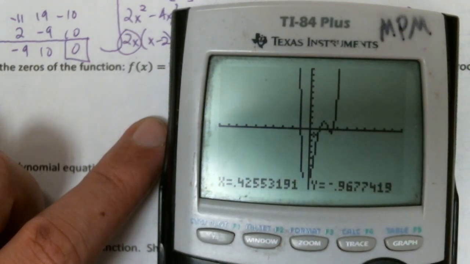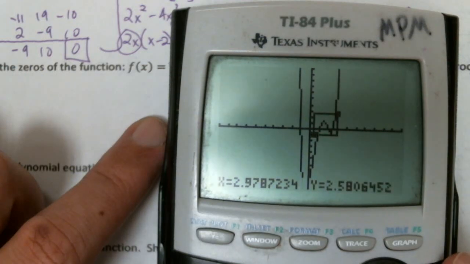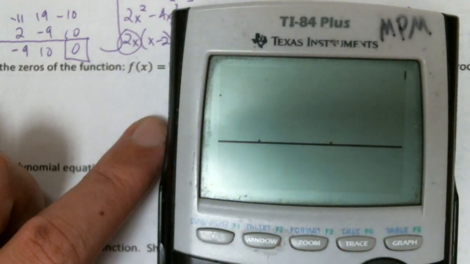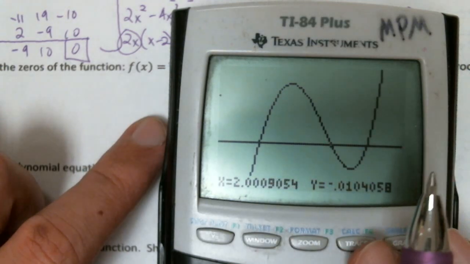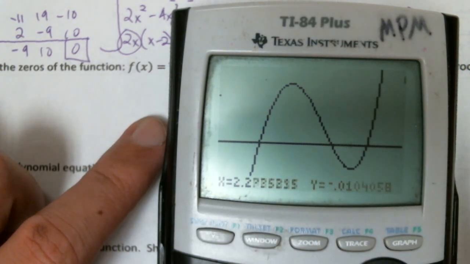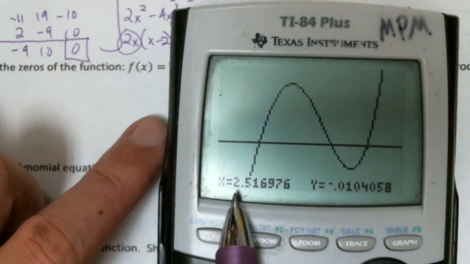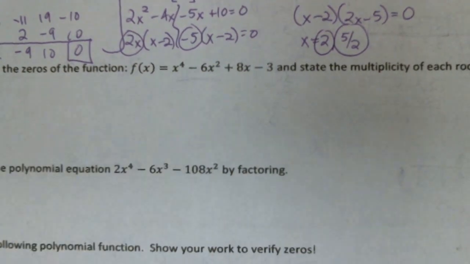Actually, I'll just do this to make my box go up. Okay. So this spot here, there's my 2. This spot here, there's my 5 halves, basically 2.5. 2.5 right there. So anyway, you can always use your graphing calculator to check stuff.